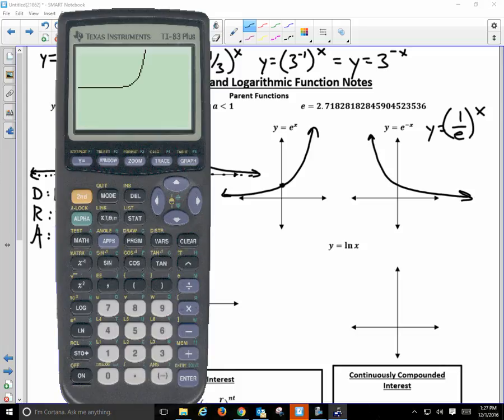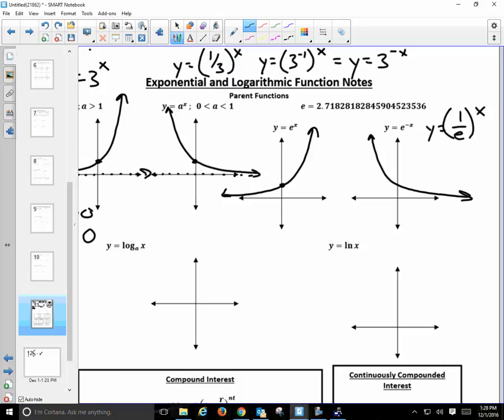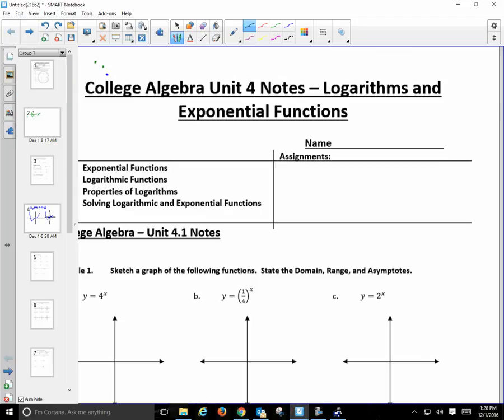So if you see e, don't freak out. It's not a big deal. It's just a number. Bigger than 2, less than 3. We all good? Let's try some examples. Flip to the very front of your notes.